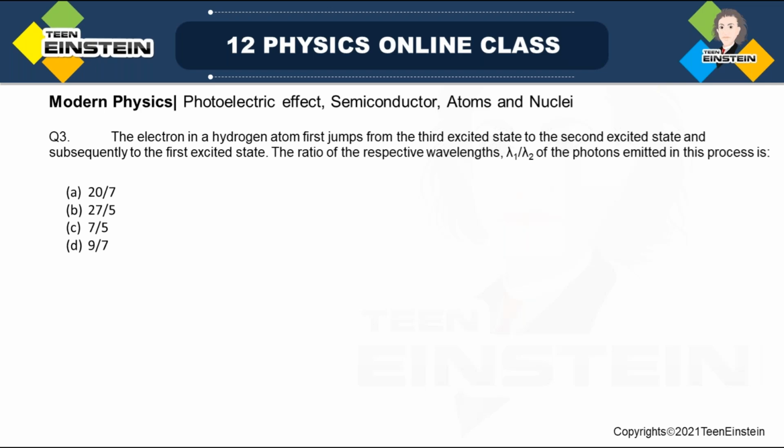So this question says that an electron in a hydrogen atom first jumps from the third excited state to the second excited state, and subsequently to the first excited state. The ratio of respective wavelengths lambda 1 to lambda 2 of the photons emitted in this process is... So let me explain to you once again.